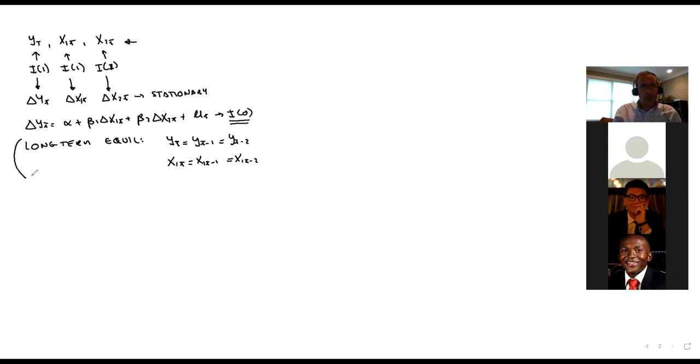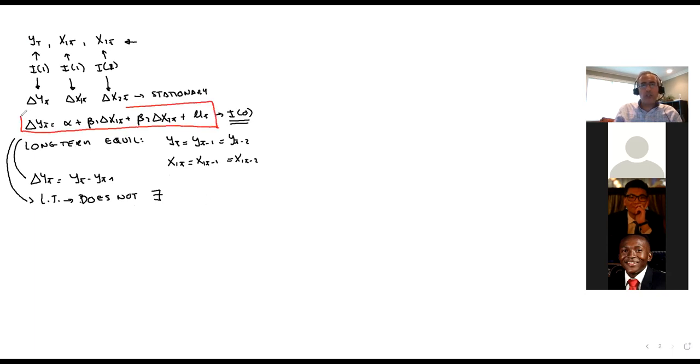Now, what happens if you apply this here? Remember that this change on yt is simply yt minus yt minus 1, and the same happens with change on x1t, change on x2t. So what can this model tell us about the long term? Nothing, because this part disappears, this part disappears, everything disappears. So the long term, according to this model, does not exist. This model is able to produce only short-term relationships. Make sense? You are not able to say anything about a long term. It's basically nothing, zero. That's why co-integration comes in handy.